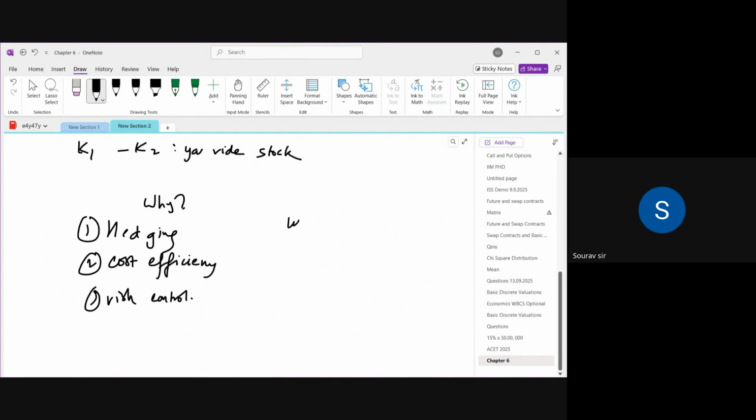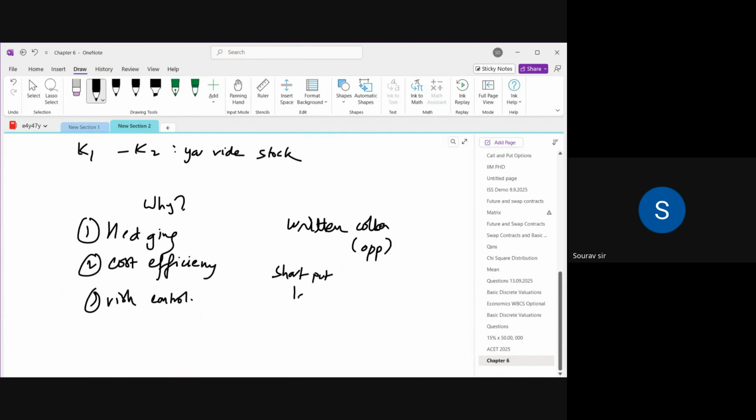What is a written collar? It's just the opposite: short put plus long call. Short put at lower strike plus long call at higher strike. So this creates exposure: you lose heavily if price drops, and profit if price rises above the highest strike. This is often used by speculators willing to take on risk.